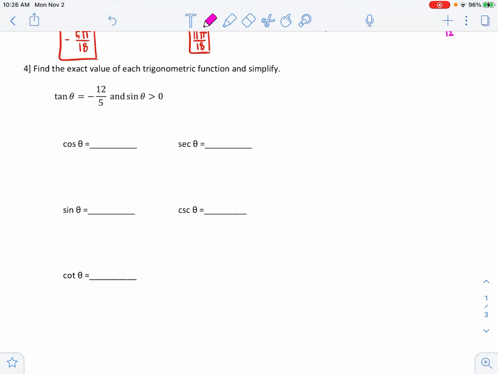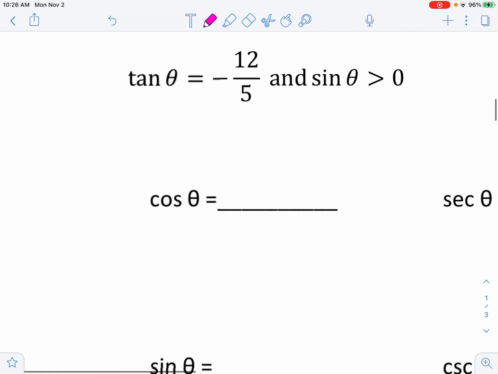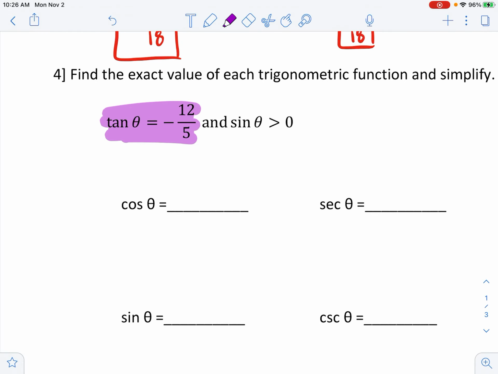Okay. All right, next one. Find the exact value of each trigonometric function and simplify. So the only one I didn't ask you for is tangent. That's because it gave you tangent. So I need to know what quadrant I'm drawing this triangle in first. So I'm going to use this information first to narrow it down to 2 quadrants. So it says tangent is -12/5.